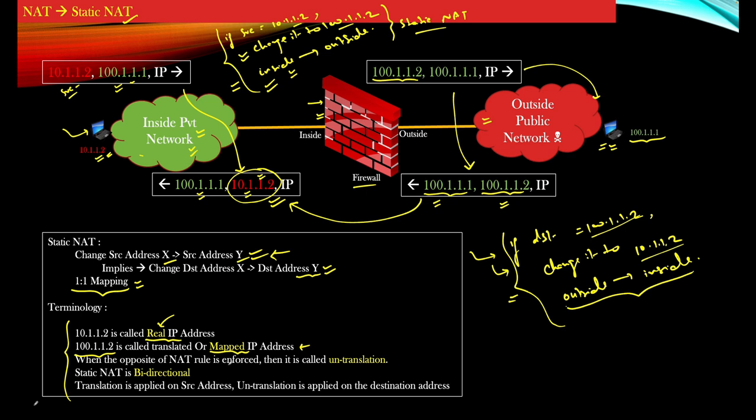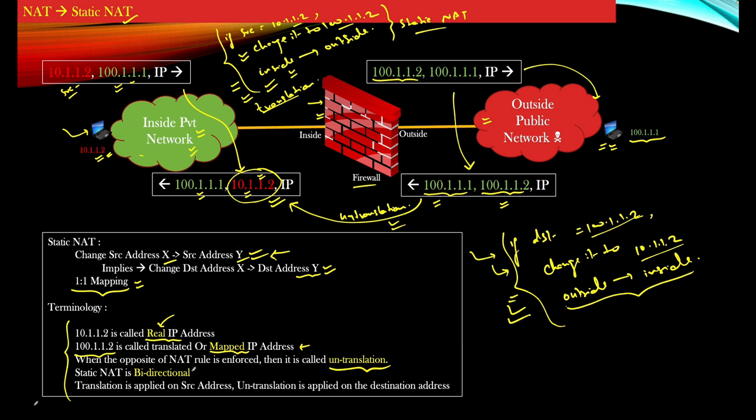When the opposite of the NAT rule is enforced, it is called untranslation. So this is called untranslation. When the converse rule of the static NAT is enforced on the packet, then we call it untranslation. Whereas when the IP addresses in the packet are changed as per the original rule which is configured by the user, then we call it translation. Right? So it is important to identify which one is translation and which one is untranslation.